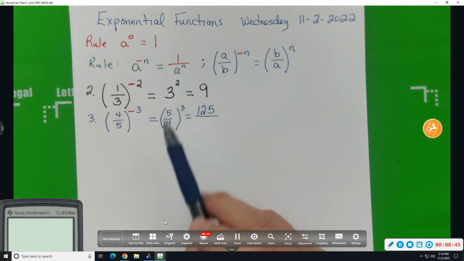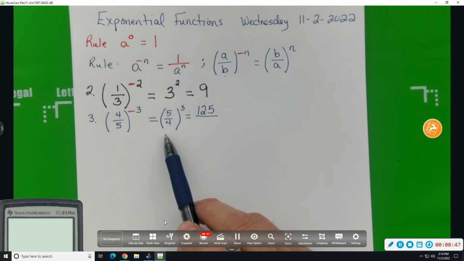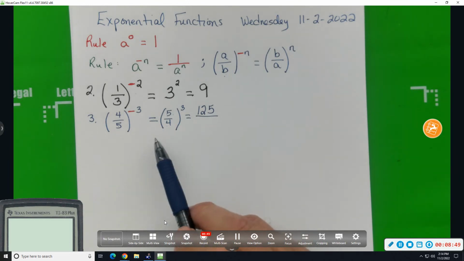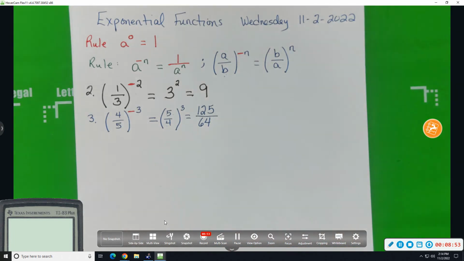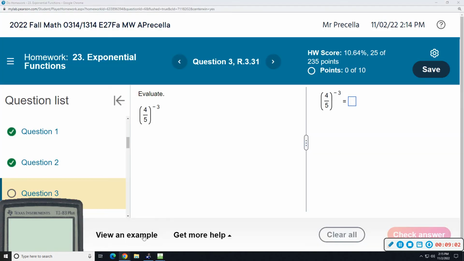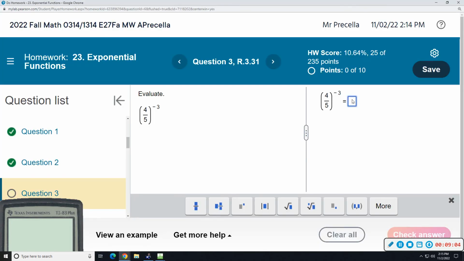4 cubed is not 12. It's 4 times 4 times 4. 64. 4 times 4 is 16. Times 4 is 64. If you doubt it, or if you just want to be certain, punch it into your calculator. Nothing wrong with that. So 125 over 64.